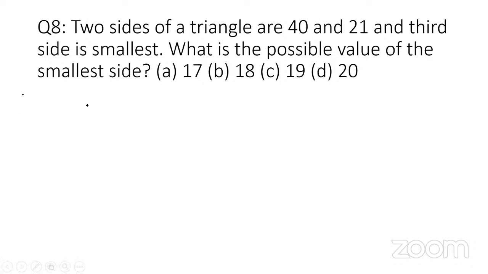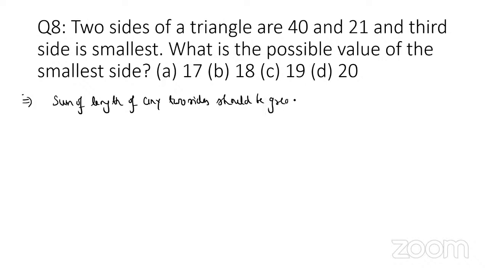The question is that two sides of a triangle are 40 and 21 and the third side is the smallest. Find the possible value of the smallest side. Guys, we all know one of the very basic properties of a triangle: the sum of the lengths of any two sides should be greater than the length of the third side. This is one of the basic properties of any triangle.